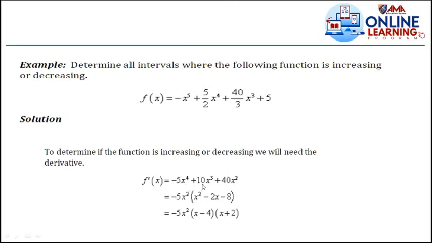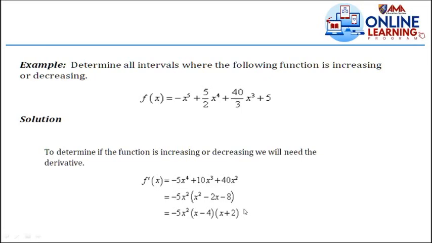After getting the first derivative, we're going to factor. The first common factor will be negative 5x squared. And the remaining factor is x squared minus 2x minus 8. If we factor this one, we have x minus 4 multiplied by x plus 2. So by this time, you're already done with step 2, factoring the first derivative.